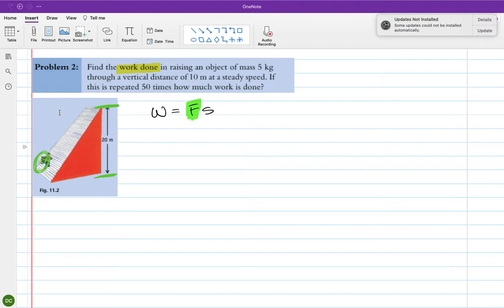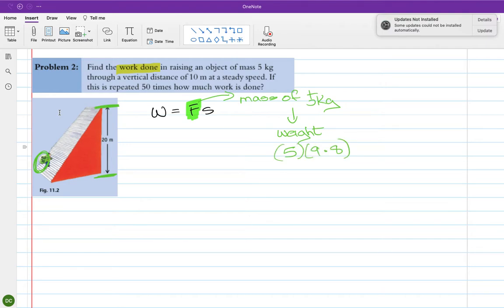So what is the force we're talking about here? All we've been told is that it's a mass of 5 kilos. So how do we make that mass a force? In order to turn a mass into a force, we need to turn it into a weight, because weight is a force. And to do that, we need to multiply it by gravity.